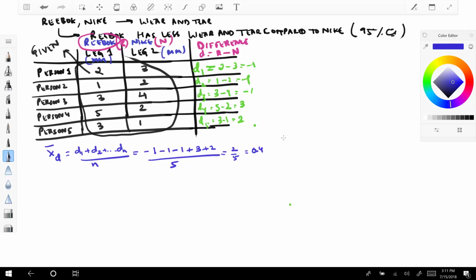So the next step would be to calculate the standard deviation, which is given by the square root of summation of di minus xd bar, whole square, divided by nd minus 1.